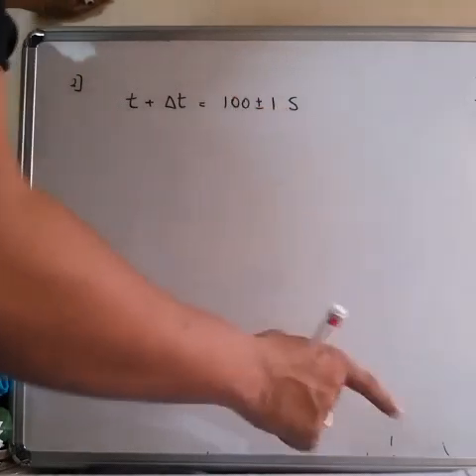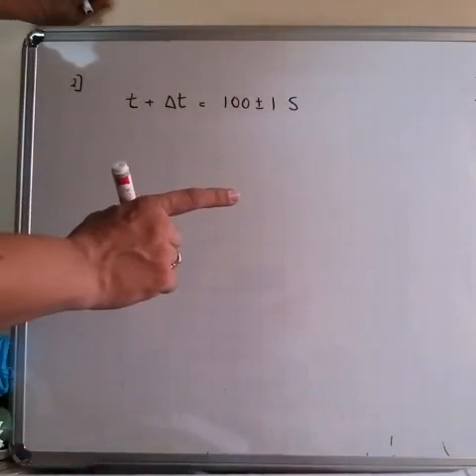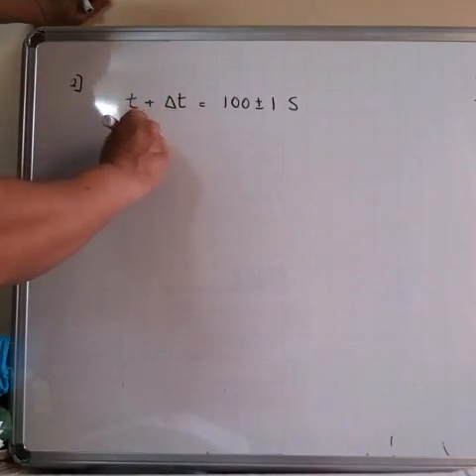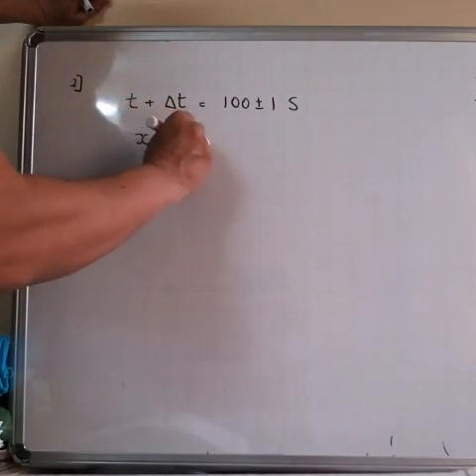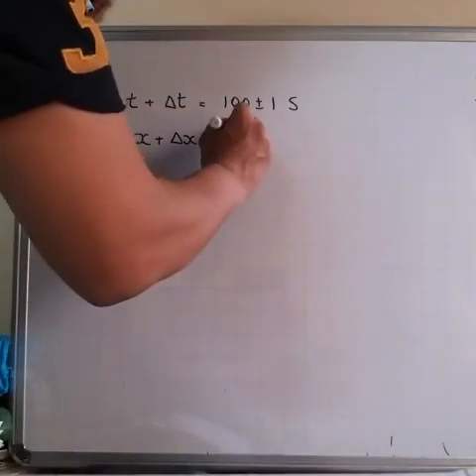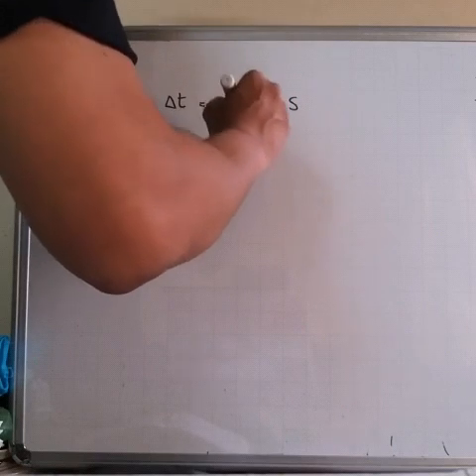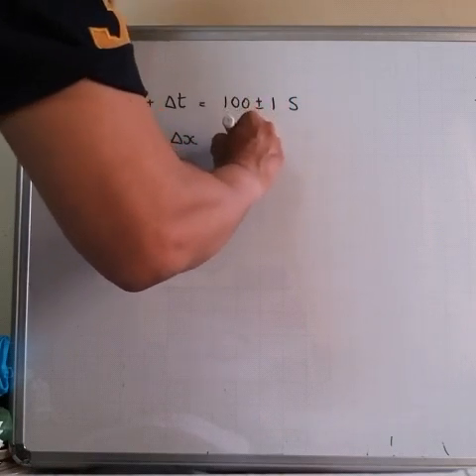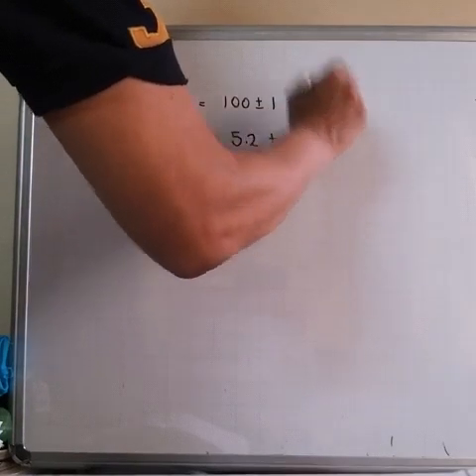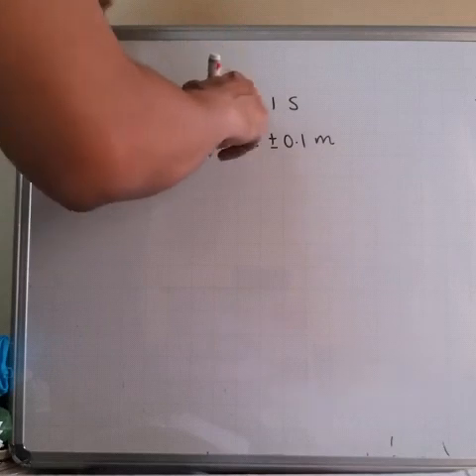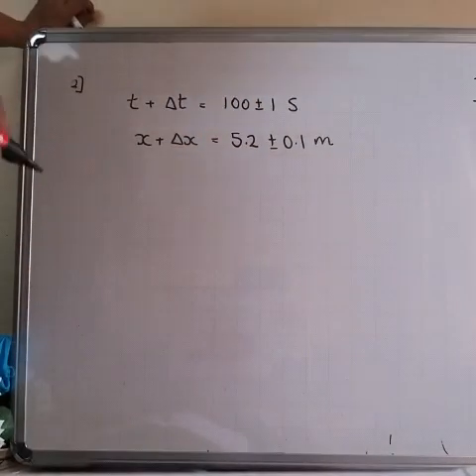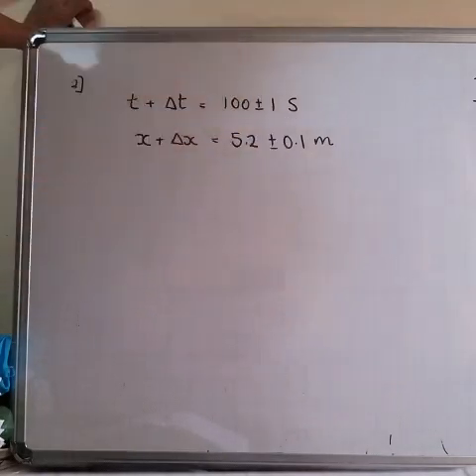And displacement is how much? I can write x plus minus delta x as 5.2 plus minus 0.1 meter. So this is the time, this is the displacement. They are asking you to find the velocity and its error.